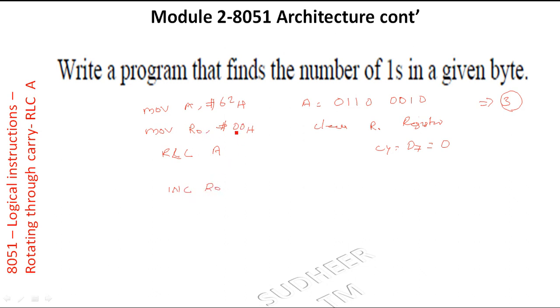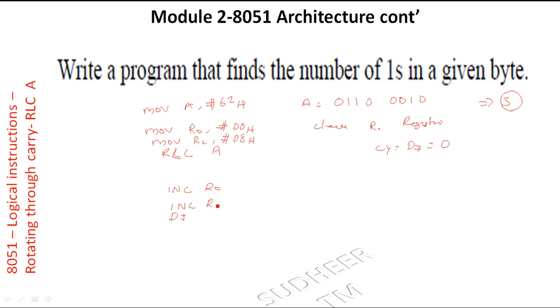Also we need to have how many times we need to rotate. So we should keep a counter here. That count we can keep in MOV R2, #08H. Then we need to check whether we have checked all the 8 bits. So we need to update the count also.